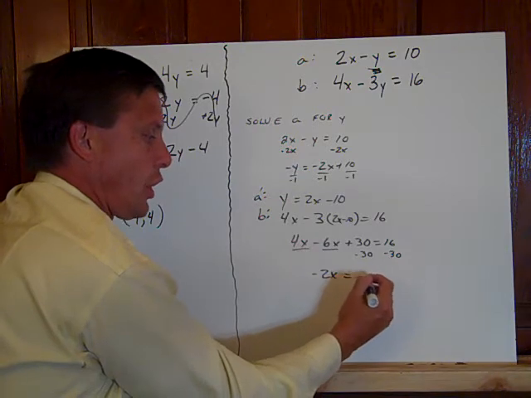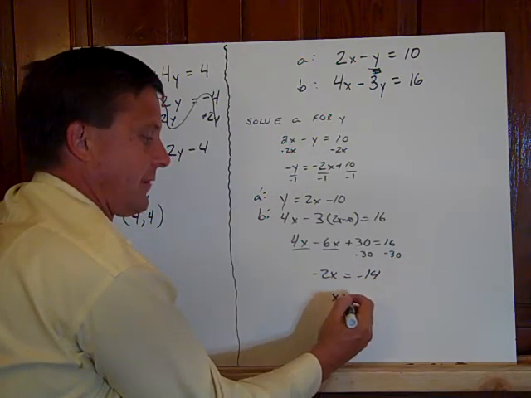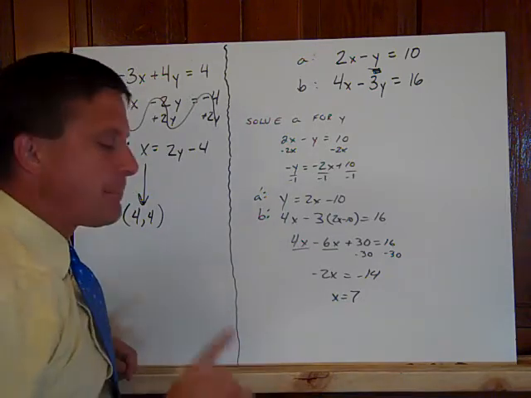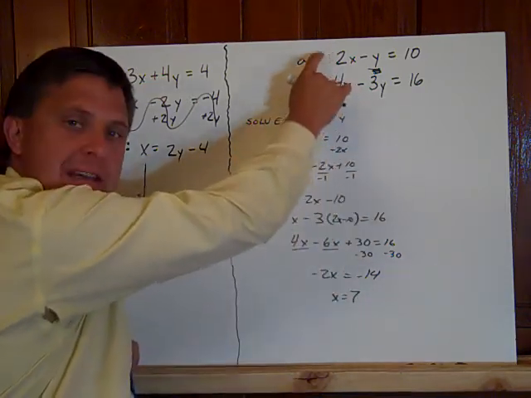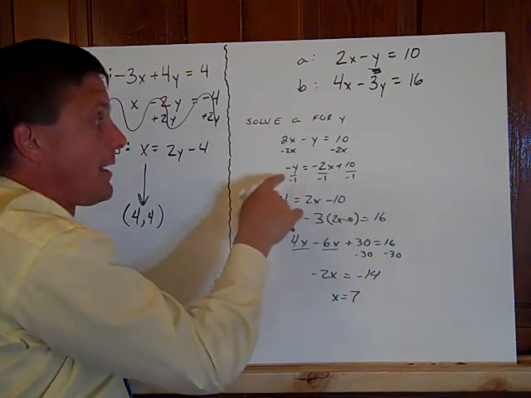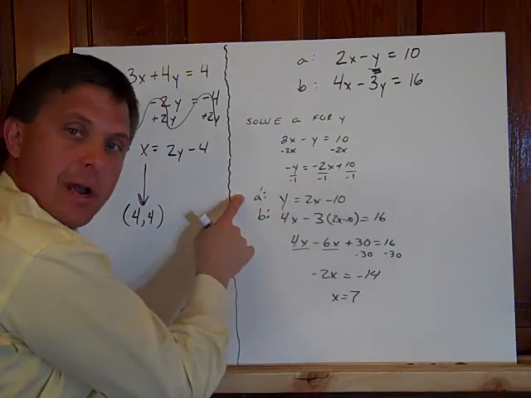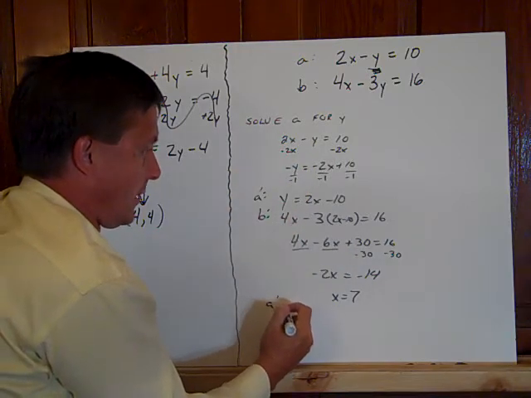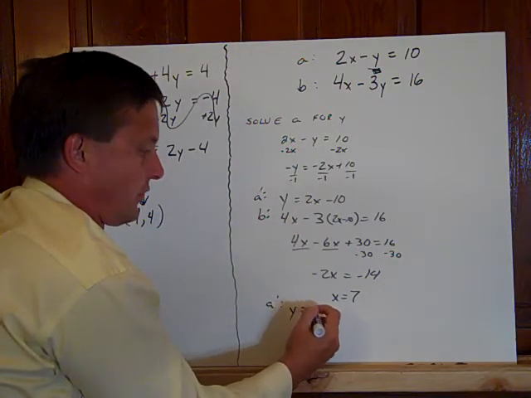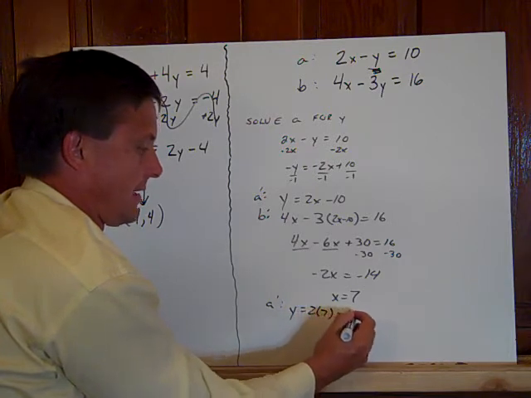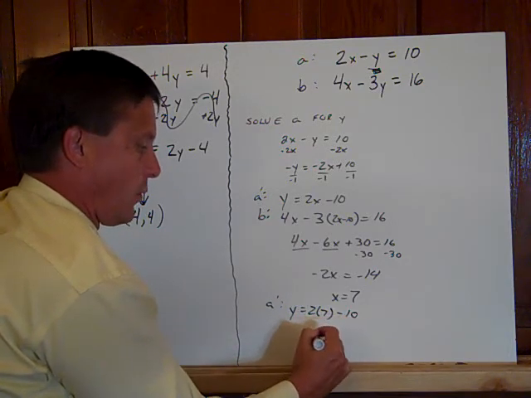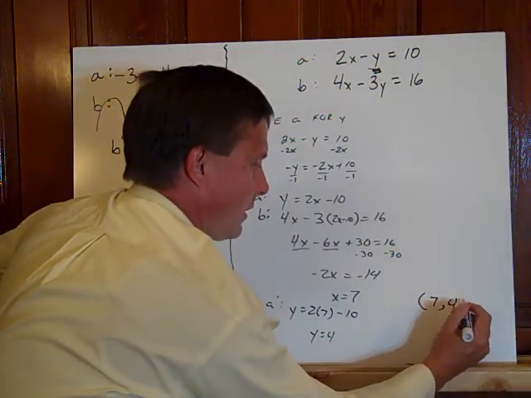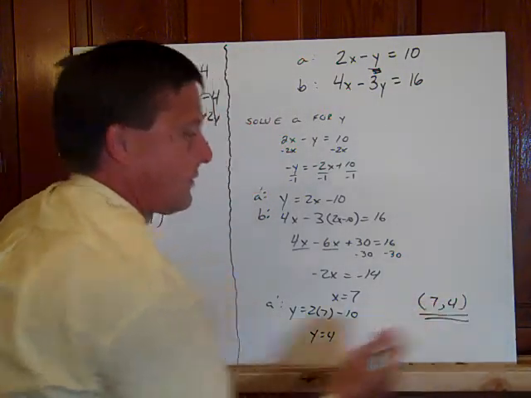Negative 2x equals negative 14. Well, obviously x has to be 7. Divide both sides by negative 2. Now I can put 7 back into A or B or into A prime. A prime is usually the easiest because I've solved for the other variable. So I'll do that, A prime: y equals 2 times 7 minus 10. 14 minus 10, I get y is 4. So the solution to this set of equations is 7, 4.